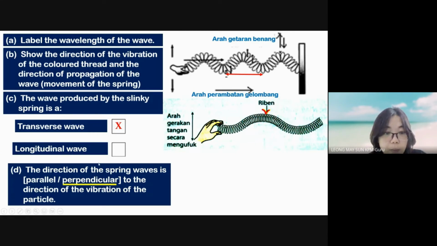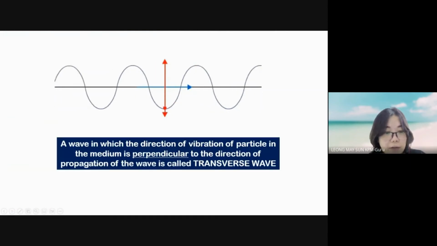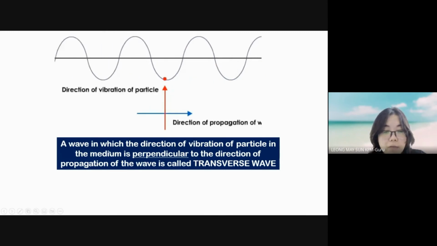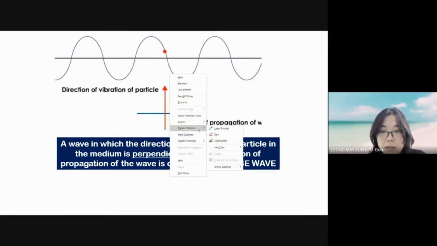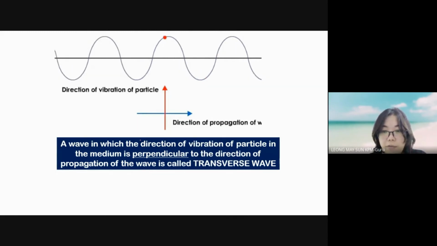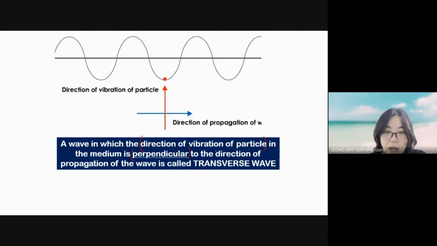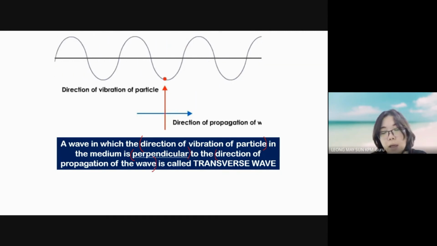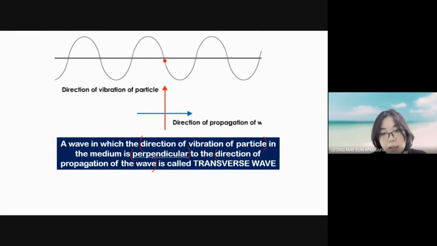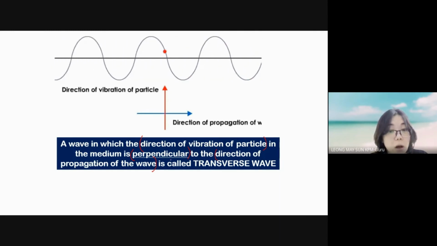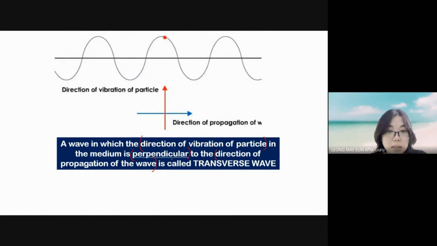For a transverse wave, the direction of the spring wave is perpendicular to the direction of vibration of the particles. Or to be more exact, this is the definition: a transverse wave is a wave whereby the direction of vibration of the particle in the medium is perpendicular to the direction of the propagation of the wave. So for a transverse wave, the keyword is perpendicular. For a longitudinal wave, the keyword is parallel.